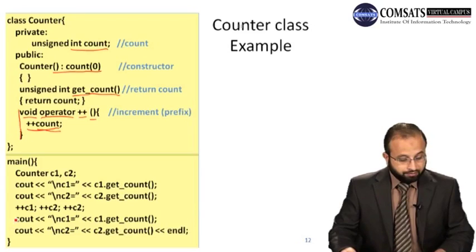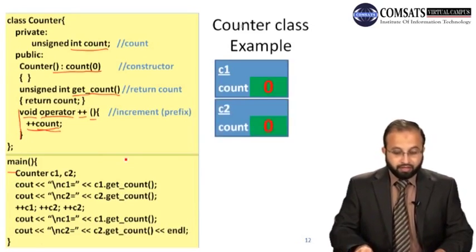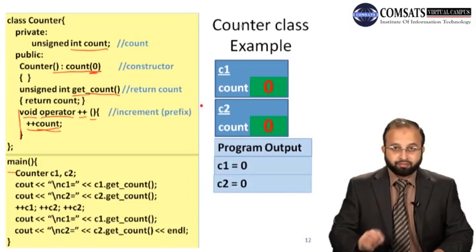So you can see here, when the first statement is executed, the memory is allocated for the C1 object and C2 object, that is, these two objects are created, and the private data members of these two objects are initialized with 0, because this is what we have said in the constructor. Okay, initialized with 0, and then there are two cout statements, and we are calling the function C1.getCount. So the value of C1's count will be printed, that is 0, and C2's count value, that is also 0, right?